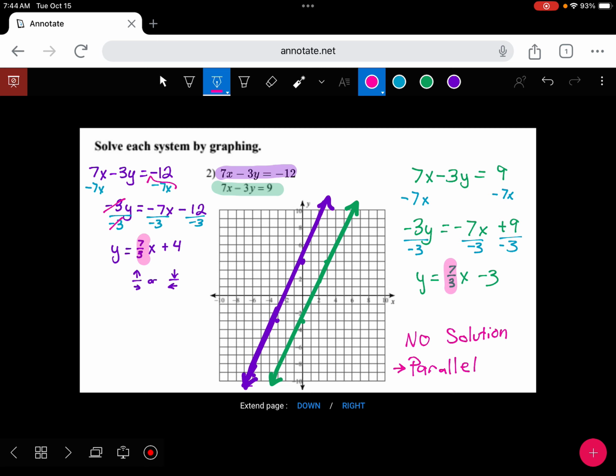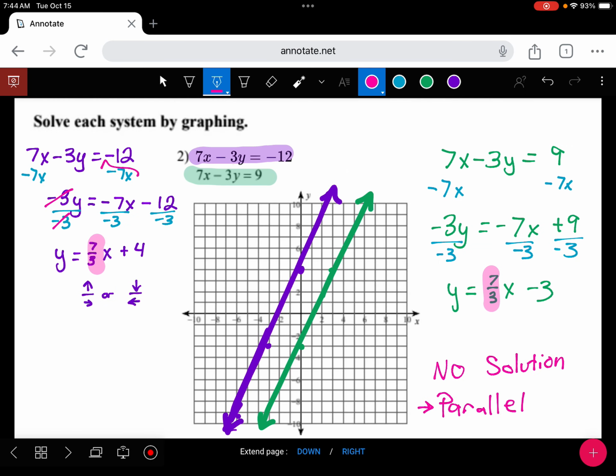It's not super common. If you are getting no solution every single time, stop and check in because we should not be getting no solution every single time. More often than not, we're going to have a point, because that would just be mean. Okay, questions on this one?